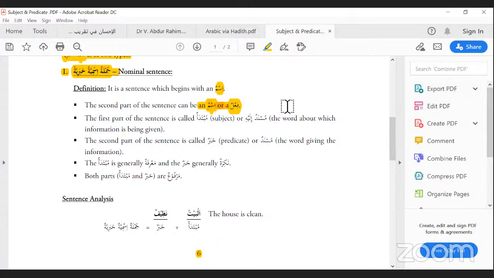Remember that, like Zaydun dhahaba. Zaydun dhahaba means... Sister Shabnam, if we said Zaydun dhahaba, what would that translate to be?